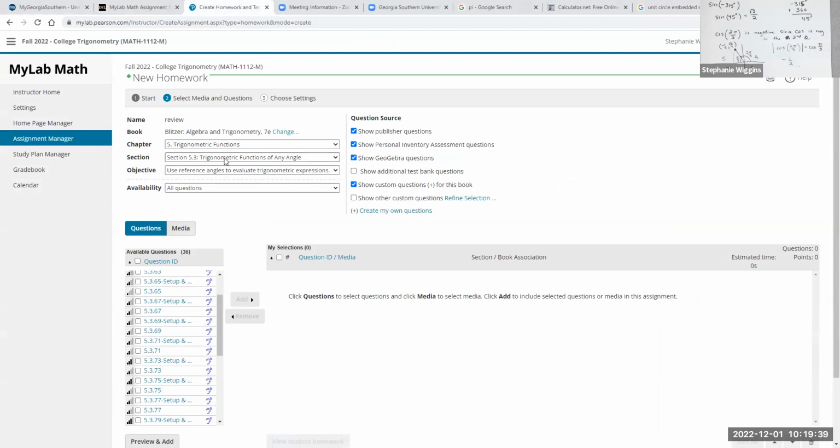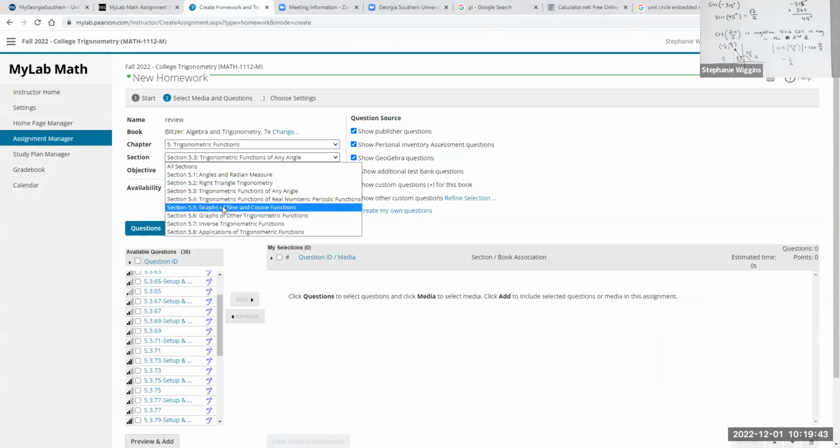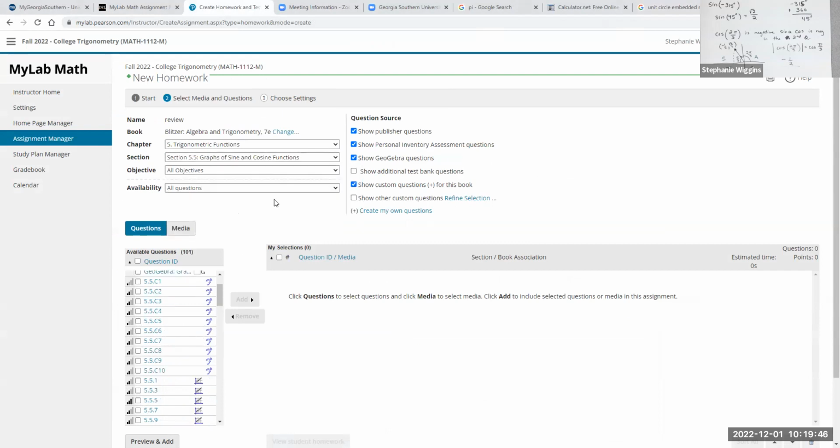Okay, so moving on, we're going to go to section 5.5 now. I'm not going to ask you to graph. I just want to know, what is the amplitude? What is the period? What is the phase shift? So let's look at some examples.